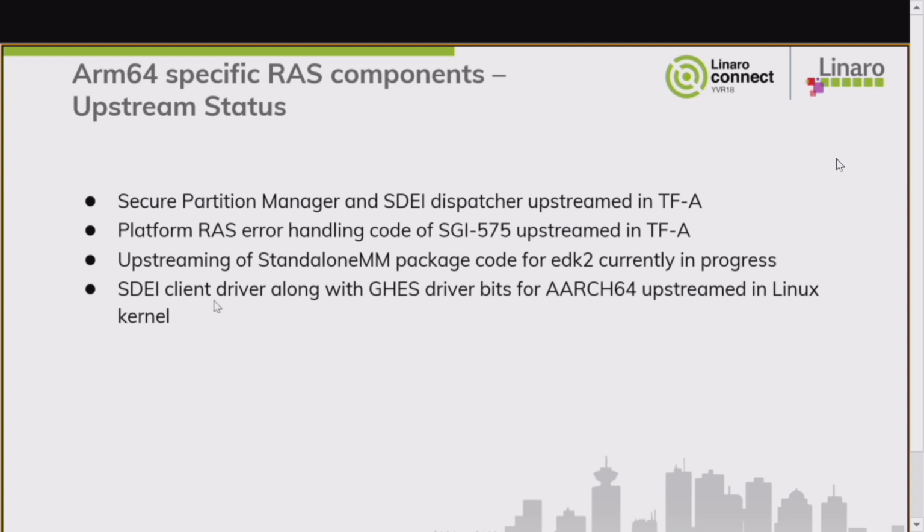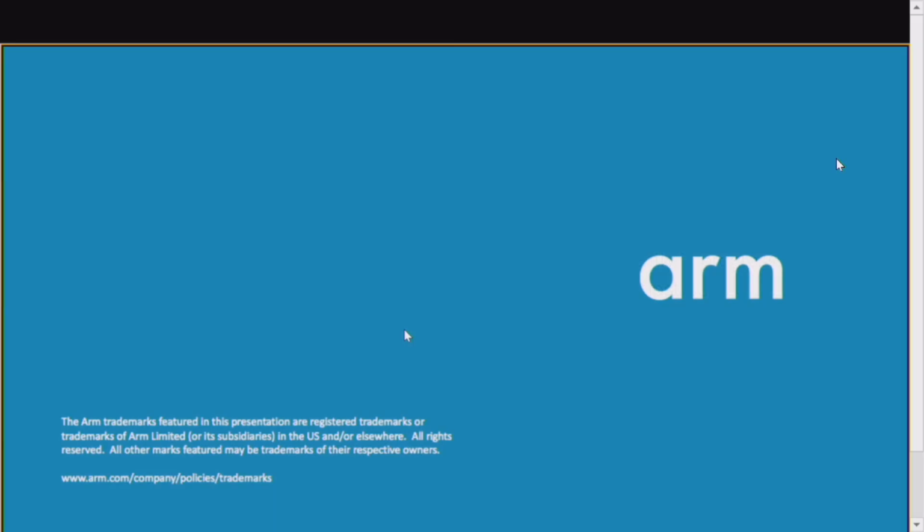There are also a few bits on the SDEI client and the GHES driver which still have to be upstreamed in the Linux kernel. So overall, the RAS error handling mechanism has been in development on the SGI-575 platform. There's a lot of focus on getting this upstream so that other ARM platforms which would be interested in implementing a firmware-first error handling solution can use the SGI-575 platform as a reference platform.